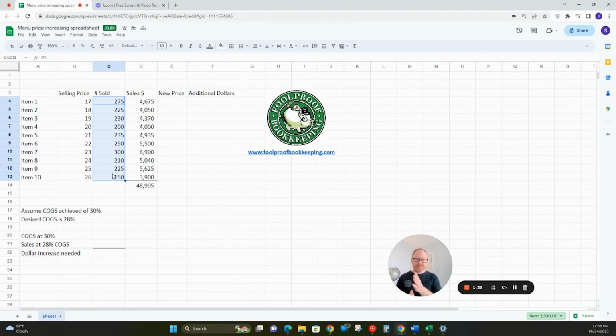I like to just look at the last month because we're talking about increasing menu prices, and if you have a fairly steady business, that should work out fine. If your business, for whatever reason, fluctuates highly in what sells in what month, then you're going to have to do a little more work to figure out what that average number is.